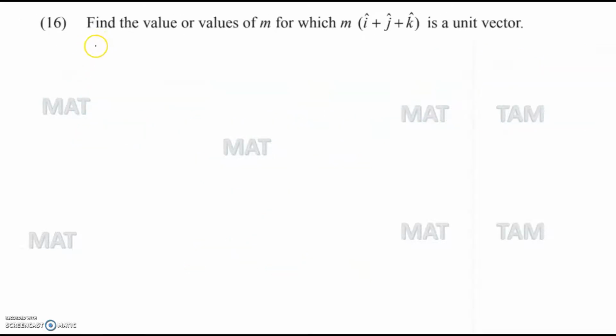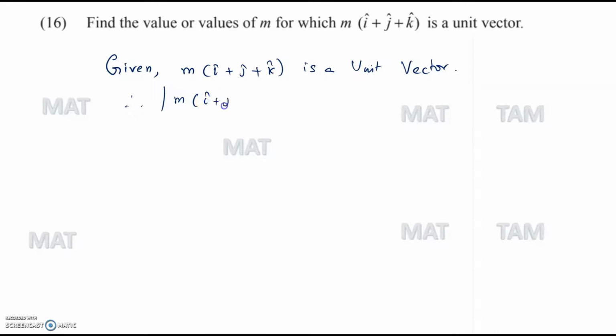Question number 16. Find the value or values of m for which m into i cap plus j cap plus k cap is a unit vector. So what we are given is m into i cap plus j cap plus k cap is a unit vector. Therefore, the magnitude of m into i cap plus j cap plus k cap will be equal to 1.